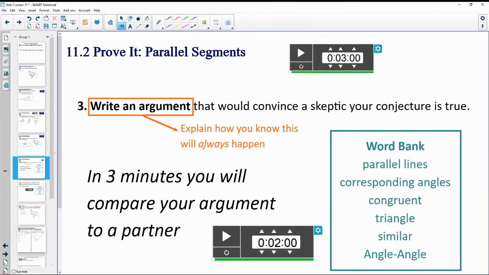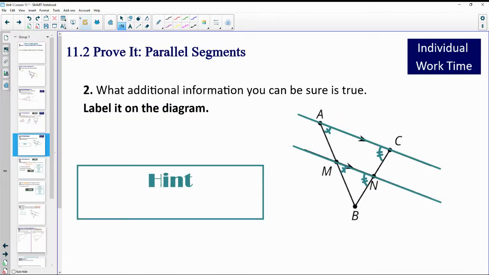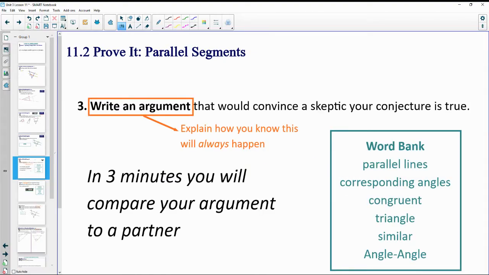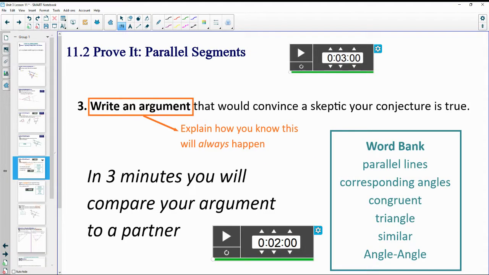Hopefully it does help you. So now write an argument that would convince a skeptic based on what we now know. We now have some of this stuff labeled, so write an argument based on this that would help you prove to a skeptic that these two triangles are in fact similar, or that we'll always get it with parallel lines. And here's a word bank for you to use when you're writing out your proof. So pause the video, come back once you've gotten something written.